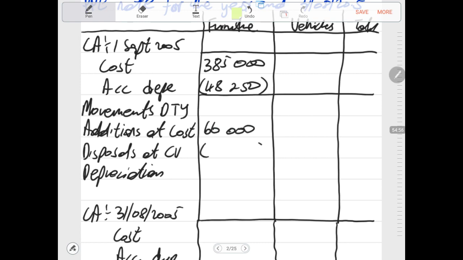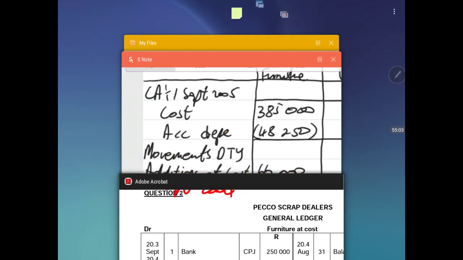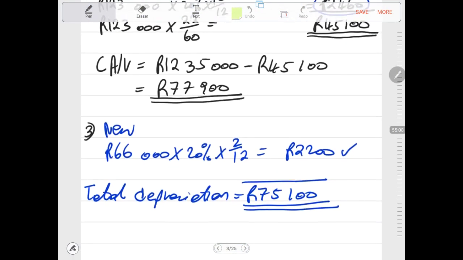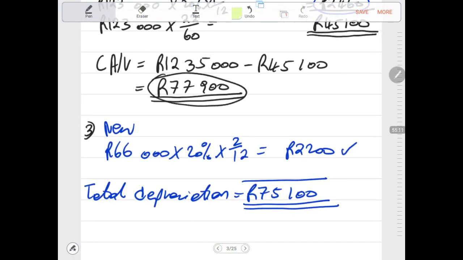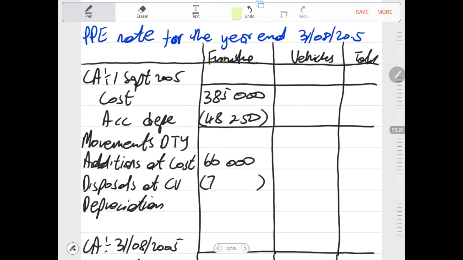Was there any furniture that was sold during the year? The answer is yes. How much was the carrying value for that furniture? The carrying value is in my workings. Here are my workings. The carrying amount of the furniture that was sold, I calculated that to be 77,900, which is cost minus accumulated depreciation of 45,100 from the date the asset was bought up until the date the asset was sold. Carrying amount or disposal carrying value 77,900, and it must be in brackets.